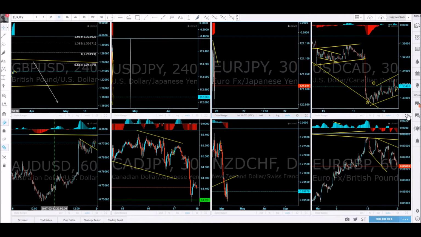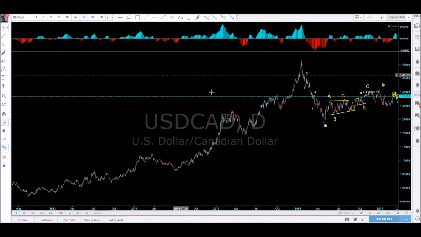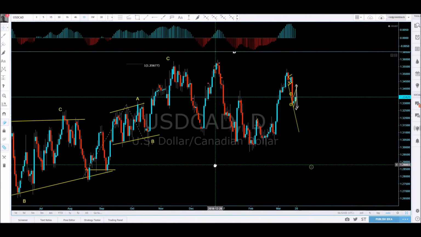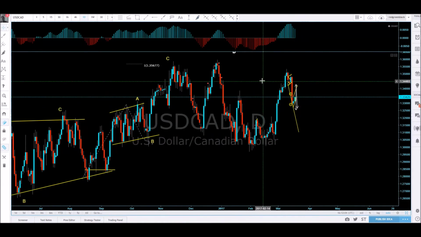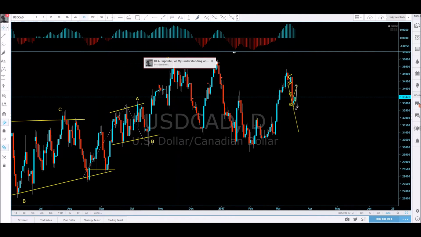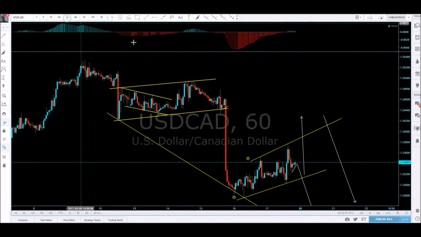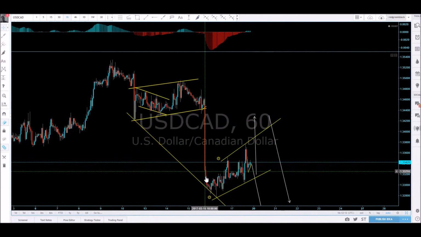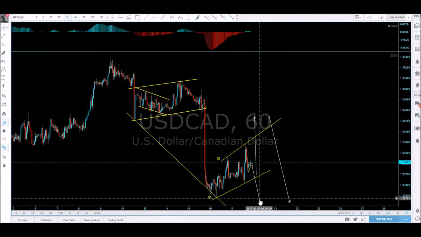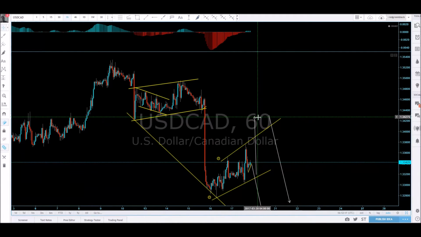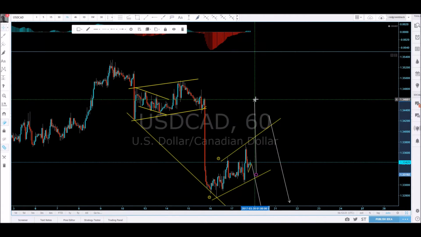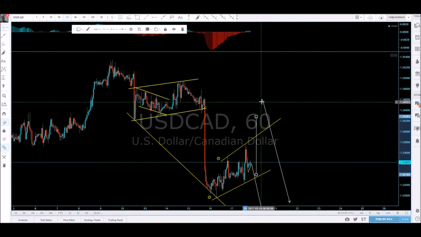Let's go UCAD. Now everyone knows UCAD is in the form of some crazy complex correction right now, and we might be nearing the end. But let's go to 1 hour. These corrections normally have 1, 2, 3. It can break on the third wave, or it can come up for a fifth wave. You don't know how long the fifth wave is going to be, but normally they're going to come up and take everyone out and then go down. So that's why you wait for a setup.